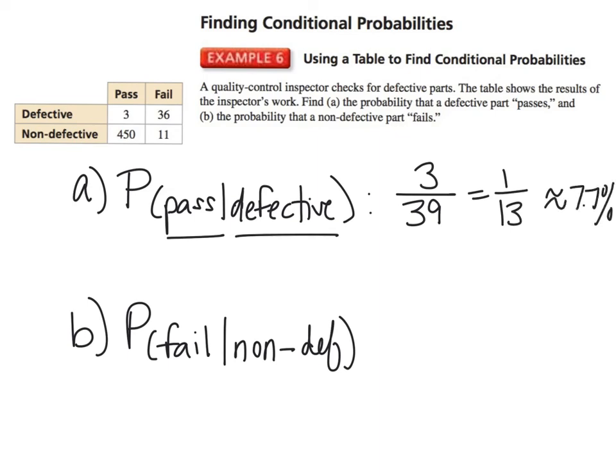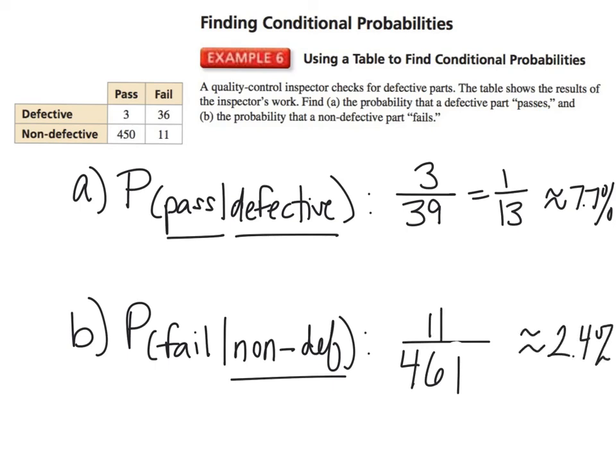Now we have to know the probability of a part failing after it's already been labeled non-defective. So how many are non-defective? 461, not 6. Good thing I can add. Of those that are non-defective, how many failed? 11. So that's going to be approximately 2.4%.